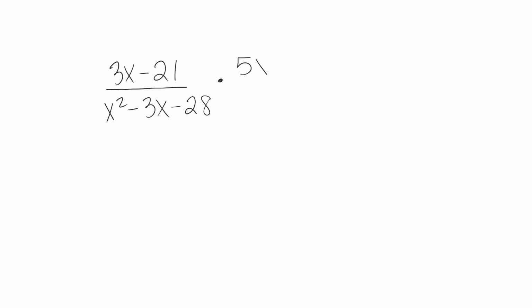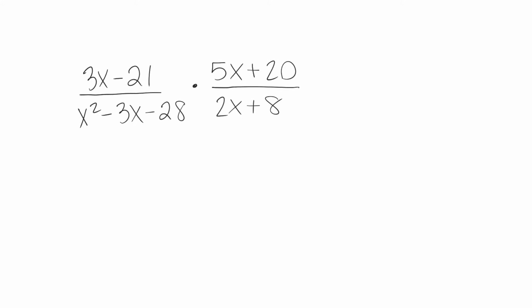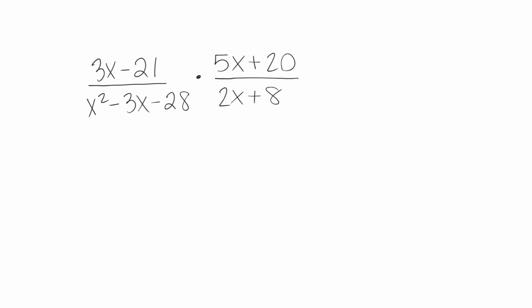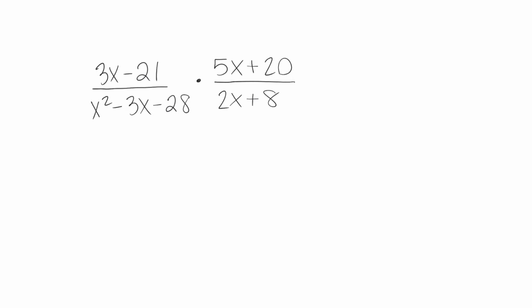Let's try another one. 3x minus 21 over x squared minus 3x minus 28 times 5x plus 20 over 2x plus 8. Again, the first thing we're going to do is factor.